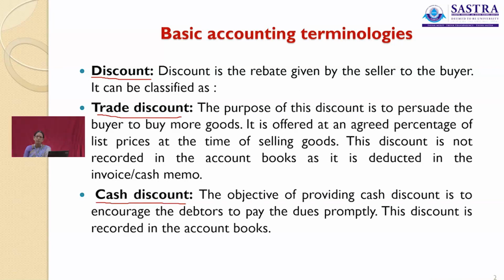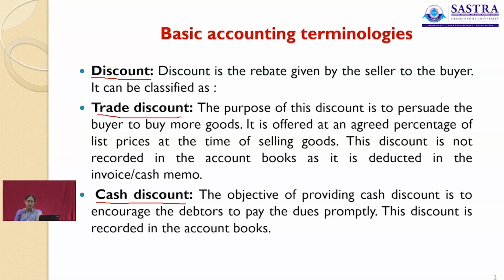Trade discount is normally given by the manufacturer to the purchaser to encourage bulk purchases. The purpose of this discount is to persuade the buyer to buy, or to buy more goods. It is offered at an agreed percentage of the list price. The list price is the invoice price at the time of selling the goods. This will be deducted in the invoice itself, and this trade discount will not be carried to the journal.